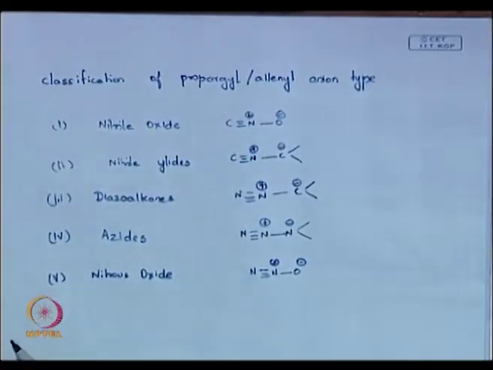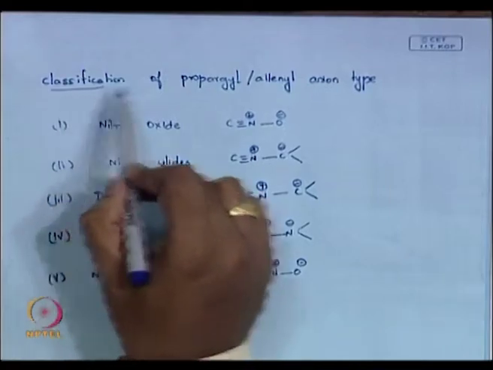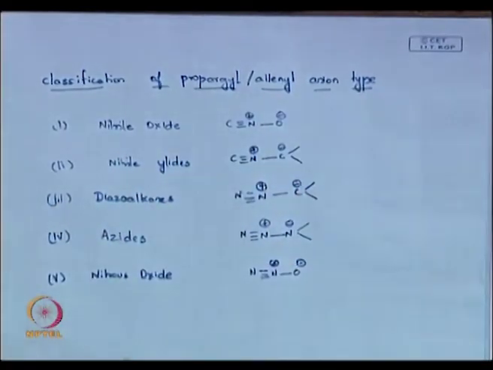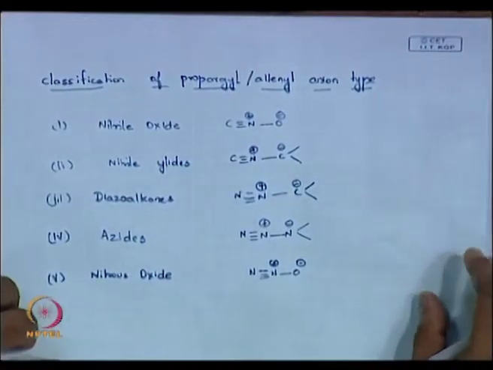So these are some main classifications of your propargyl anion type. What we will do is take each type of allyl, 2 or 3 examples of allyl anion type, and see how they do 1,3-dipolar cycloaddition. Same way we can take some examples of propargyl and see how they undergo cycloaddition reactions.